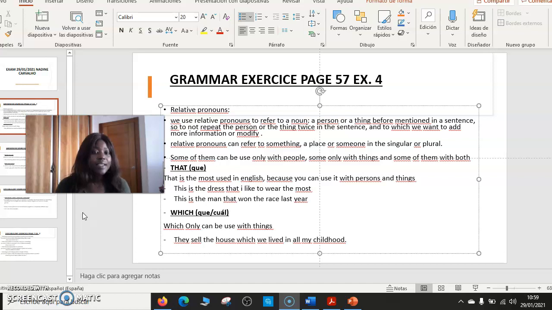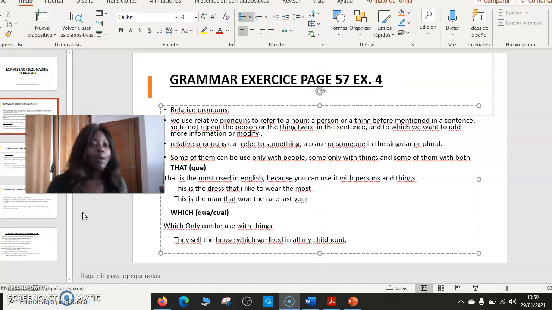I am currently studying the French degree at the University of Alicante, and I am currently doing the exam of English. So I will proceed to explain both exercises that I had to do this morning. Okay, the grammar exercise and the vocabulary exercise.